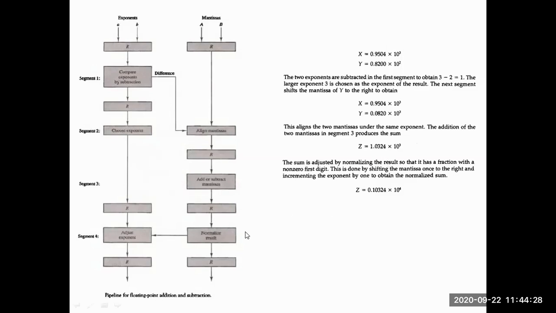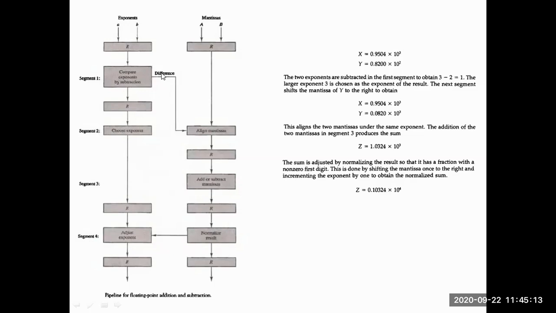And in the last segment, after addition, if we get this type of number, we have to normalize it. So the fourth segment will be normalization of the result. And when we normalize the result, the exponent will also get affected, so we need to update the exponent also. So in segment 4, with normalization, there will be an adjustment in the exponent also. In this example, it changed from 3 to 4. So this will be the pipe, and we can distinguish between 4 segments here.